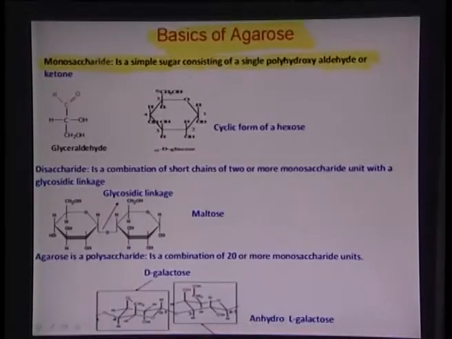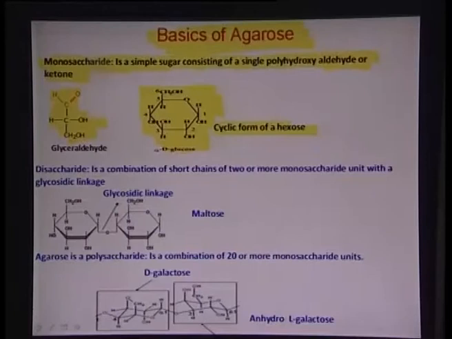A saccharon can be a monosaccharide, where it is a simple sugar consisting of a single polyhydroxy aldehyde or ketone, something like this. Glyceraldehyde is a kind of sugar, or this alpha-D-glucose is a cyclic form of hexose, again another sugar, but essentially it is only one member, one single polyhydroxy aldehyde or polyhydroxy ketone. That is what a monosaccharide is: one sugar molecule, one saccharon.